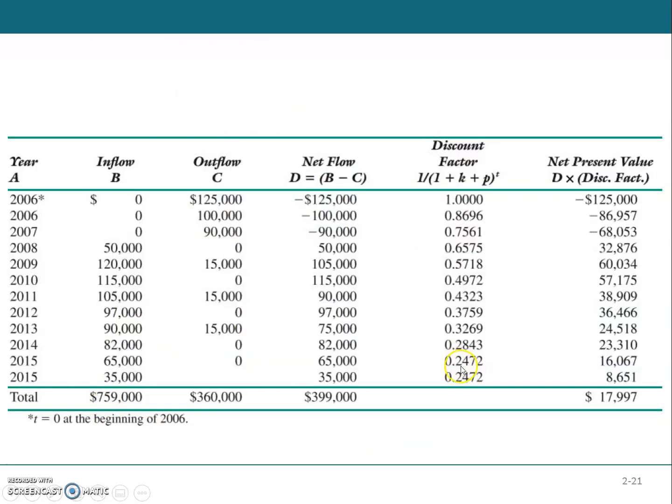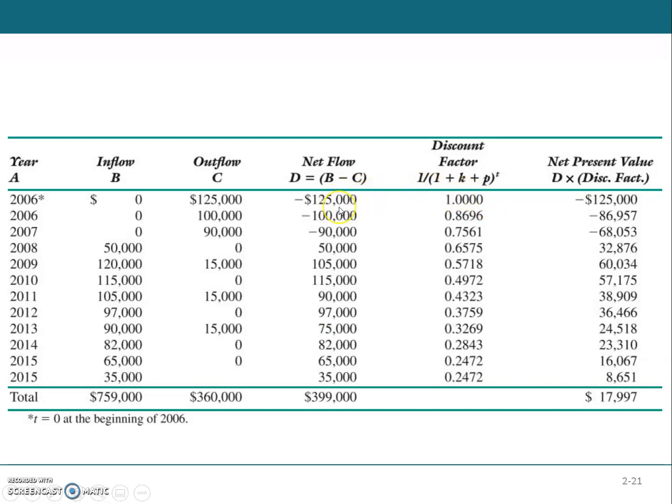So here it is, 0.2472. The discount factor is 1 over 1 plus k plus p, power t, and this will also be 0.247 because this is happening in the same year. Now the last calculation: this discount factor is multiplied by the cash flow.